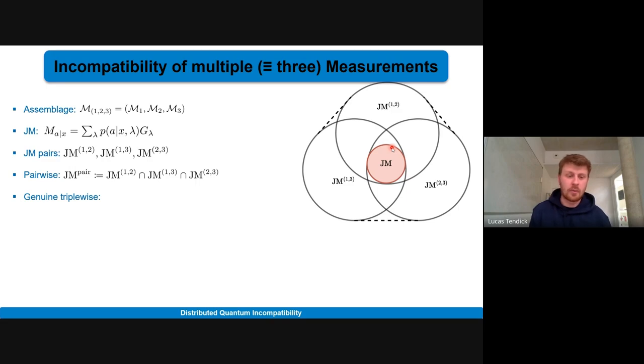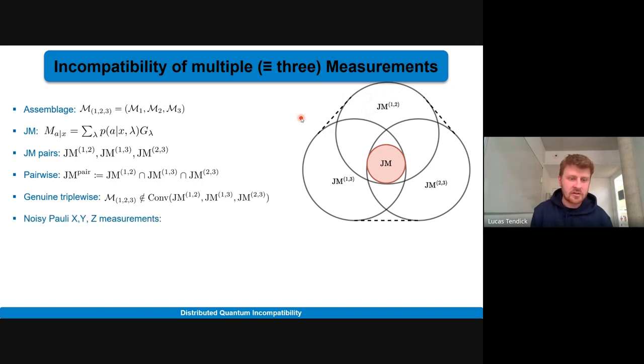And we can also talk about genuine triplewise incompatibility, which means you cannot write your measurements as a convex combination of any of these sets here. And the intuitive idea is that this somehow counts how many measurements you really need to perform. For instance, in this red dot, you just need one measurement. In these bigger circles, you need two. And if you're outside, in a sense, you need three.